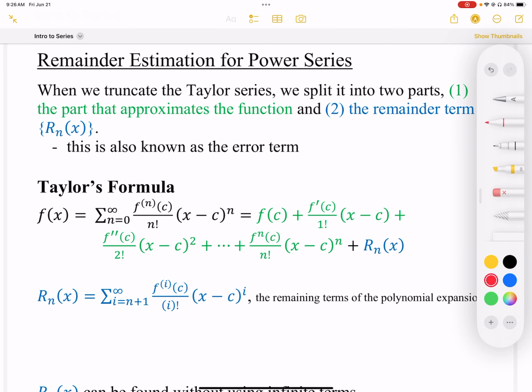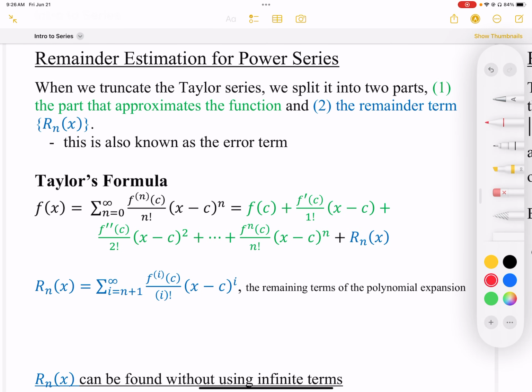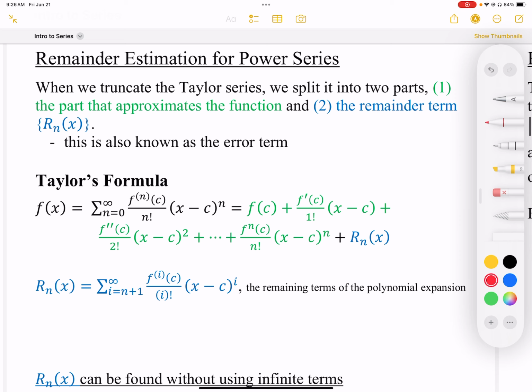Remainder estimation for power series. When we truncate the Taylor series, we split it into two parts. We have the part that approximates the function, or Taylor approximation, and then we also have the leftover part, which we're going to call the remainder term.